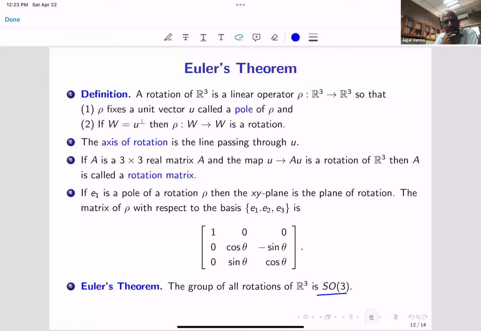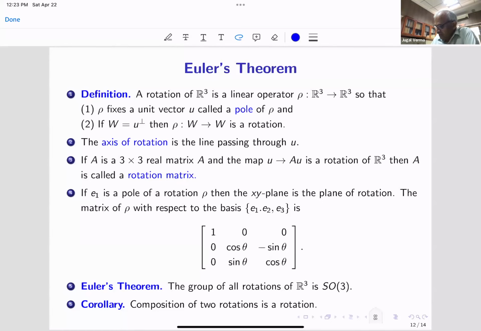So one has to show that the rotation matrices are orthogonal matrices of determinant 1. And then one has to show the converse, that any matrix in SO3 induces a rotation of R3. But a consequence of this result is that if you compose two rotations, it is a rotation.